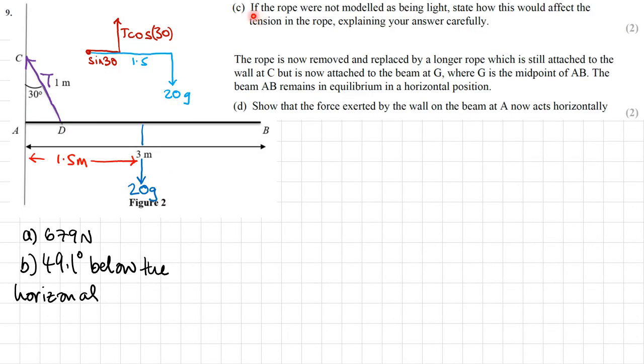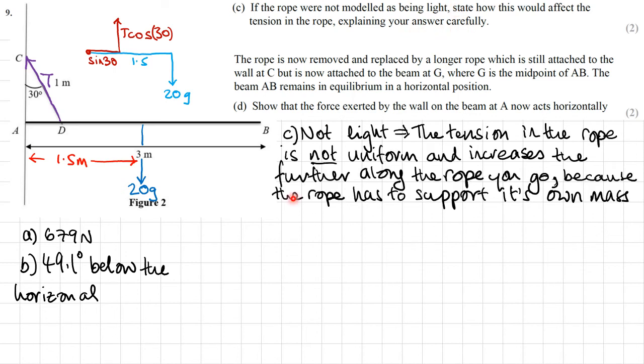Part C. If the rope were not modelled as being light, state how this would affect the tension in the rope, explaining your answer carefully. So the way I would explain it is like this. If it's not light, the tension in the rope is not uniform and increases the further along the rope you go. The reason is that the rope has to support its own mass.